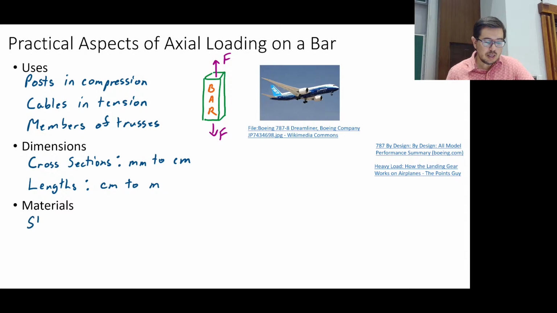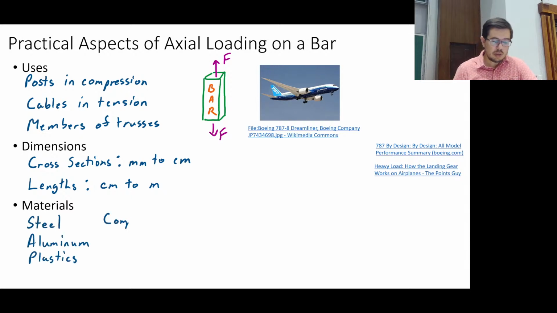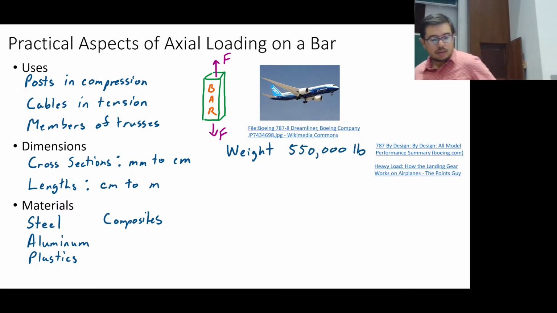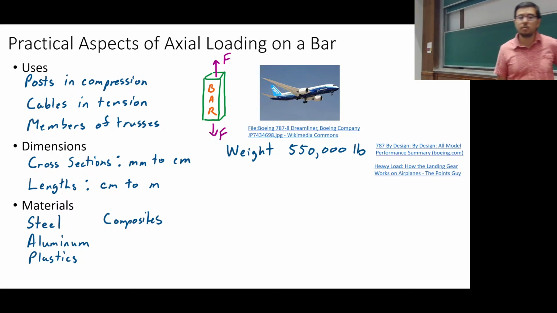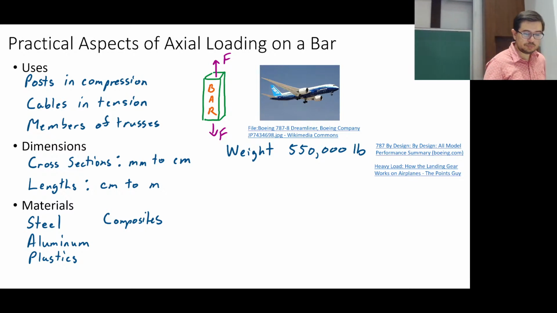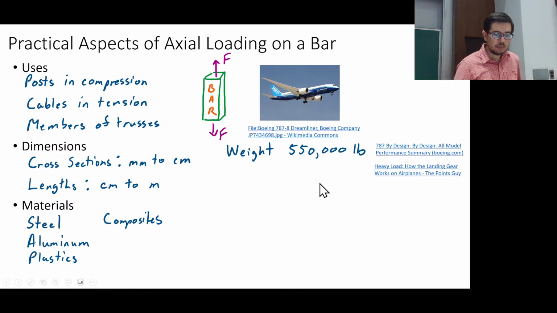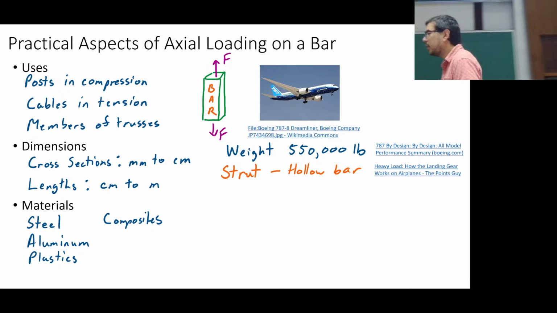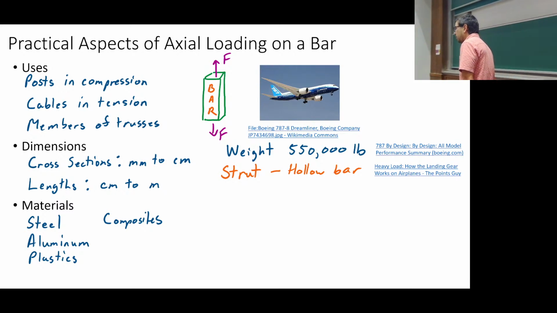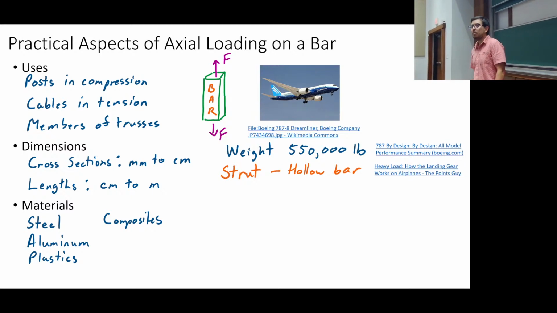So if we go through, there can be different materials, different composites. If we look at this airplane over here, a Boeing 787, it weighs about 550,000 pounds, so it's like 275 tons. What is supporting its weight when it's on the ground? Well, that's something called a strut.